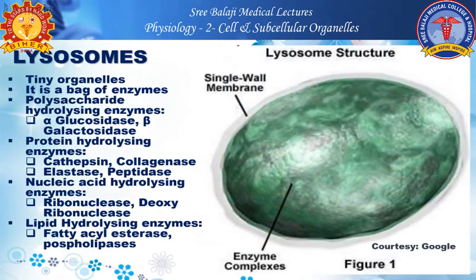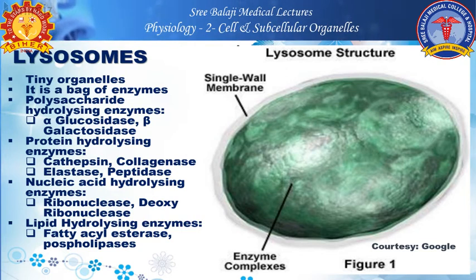So now we go about another organelle called lysosomes. These are very tiny organelles. It's a bag of enzymes. Now what is the function of enzymes? To break down. So this is a bag of enzymes and it is also called a suicidal bag. Why is it called a suicidal bag? Because it has enzymes which will be destroying all the macromolecules after their function is achieved.